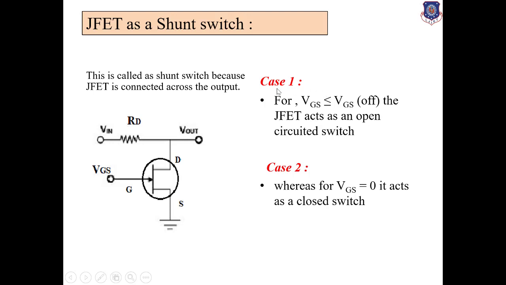We will have to consider only two cases in both the shunt and series switch. What is case 1? If VGS is less than or equal to VGS off. What is VGS off? Try to recall the previous topics. That is the pinch-off voltage when ID equals 0. If VGS is less than or equal to VGS off, the JFET acts as an open circuit switch. Open means off. And case 2, where VGS equals 0, it acts as a closed switch.